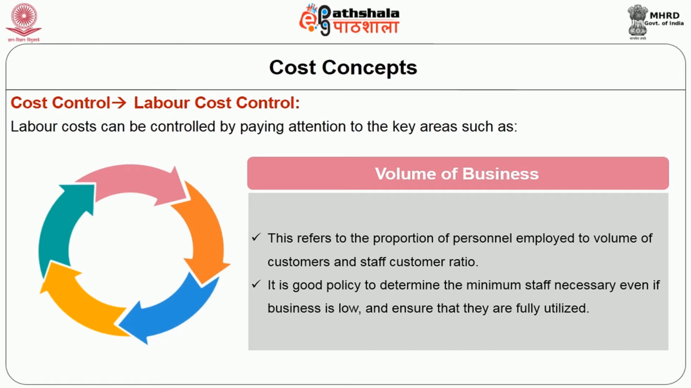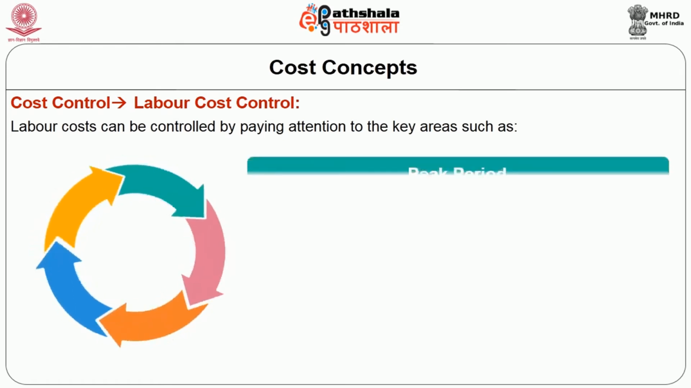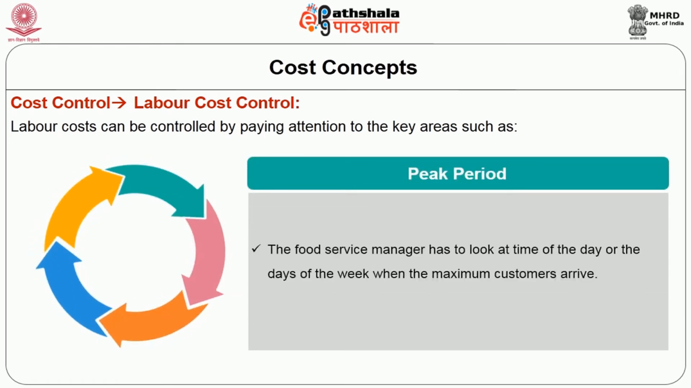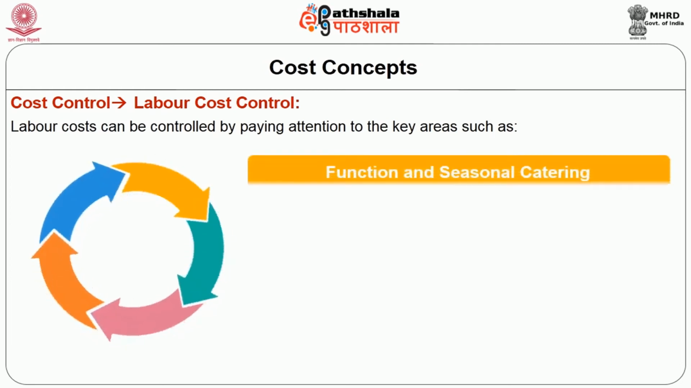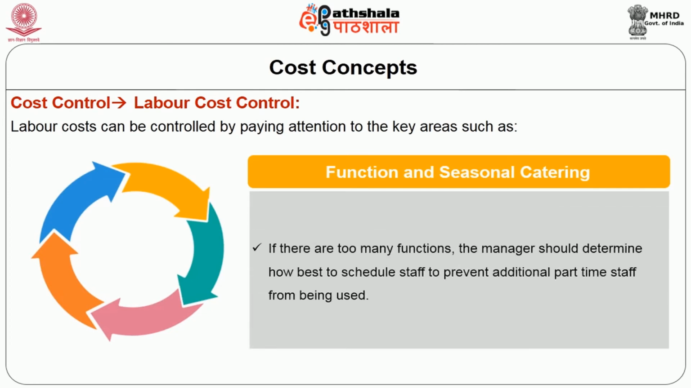It is good policy to determine the minimum staff necessary even if business is low and ensure that they are fully utilized. Peak period. The food service manager has to look at time of the day or the days of the week when the maximum customers arrive. Schedule employees according to weekly forecast. Function and seasonal catering. If there are too many functions, the manager should determine how best to schedule staff to prevent additional part-time staff from being used.